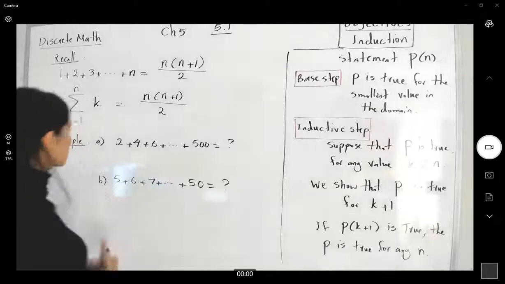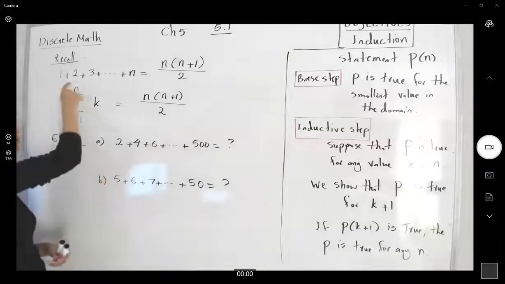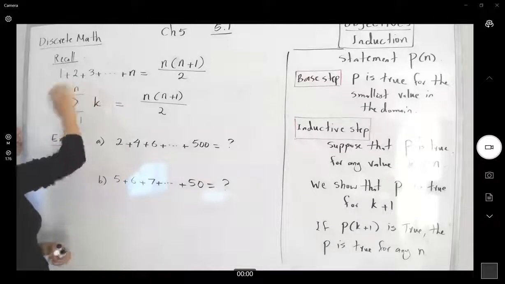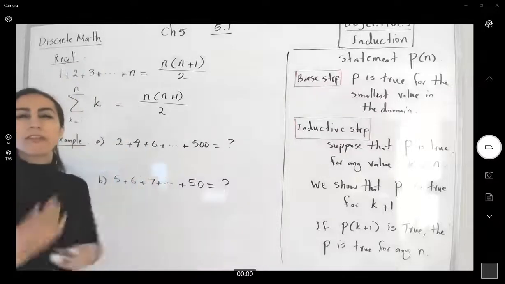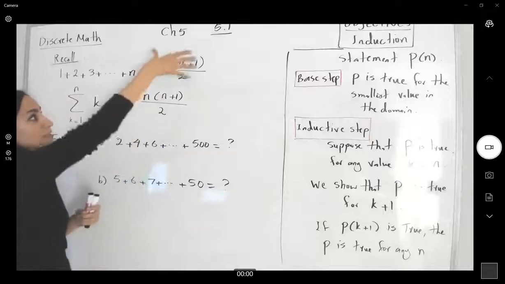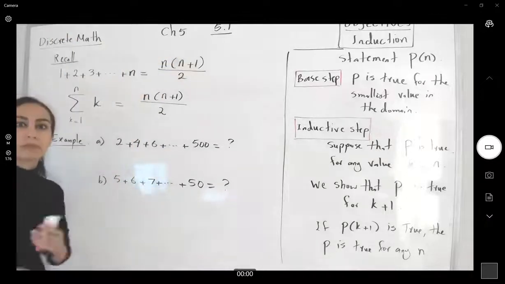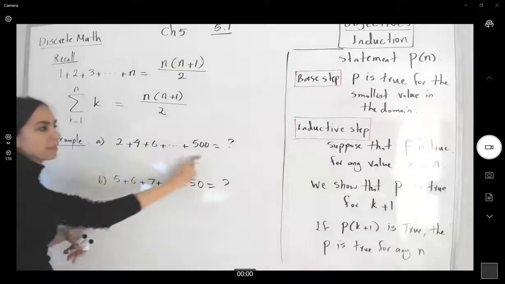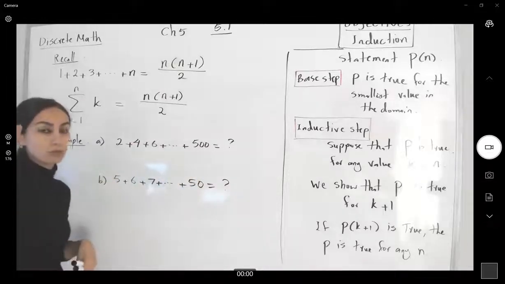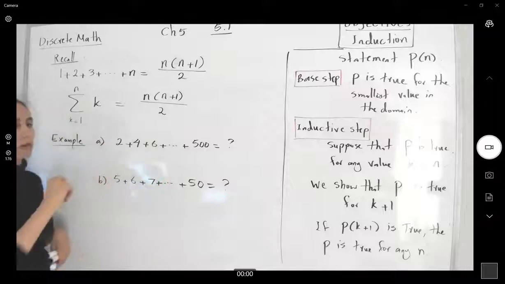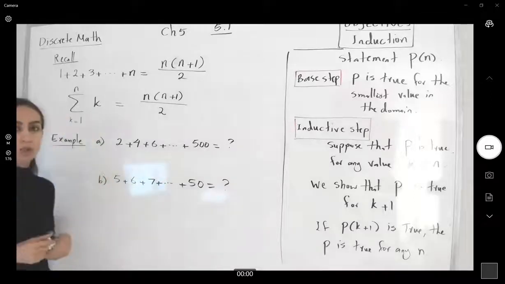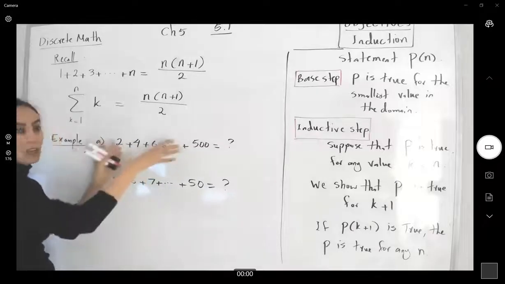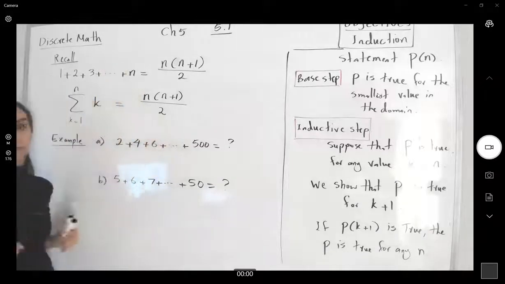Well, to solve the first one, look at the formula. The formula starts from 1. Then you have 2. It means that you have a bunch of consecutive numbers, and the sum is n times n plus 1 divided by 2. But this set starts from 2. Then it goes to 4. Then 6, and so on. How can I translate this into this form?